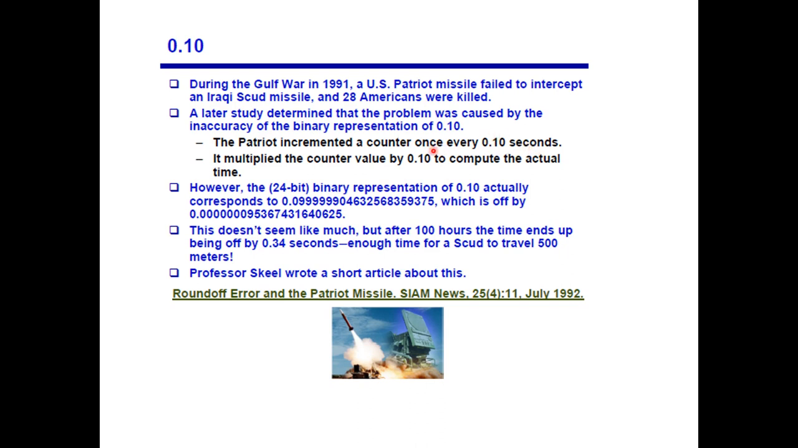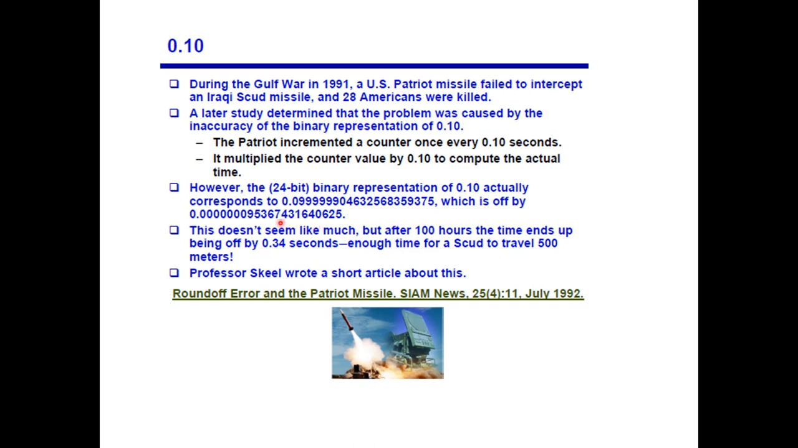So it was calculating the time traveled by the missile after the clock runs every 0.1 seconds. And it multiplied the counter value by 0.1 to compute the actual time. So it was thinking that it is calculating this time every 0.1 second. But since it was working in a binary system, it was not exactly 0.1 second. It was a less accurate value. They were using a 24-bit binary representation, and it actually corresponds to a value which is in error by 0.00000000953671431. One would say this is a very small error.